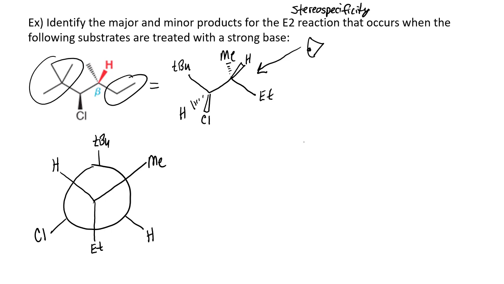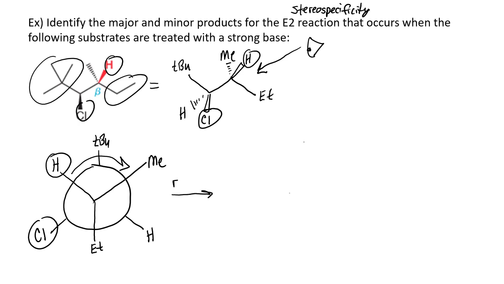Now, for this elimination to occur, the beta hydrogen and the leaving group have to be anti-periplanar. They are not, so we're going to have to rotate this single bond in order to get the anti-configuration. I'm going to hold the back the same and rotate the front carbon. It doesn't matter which one you do, but I'm going to rotate the front.